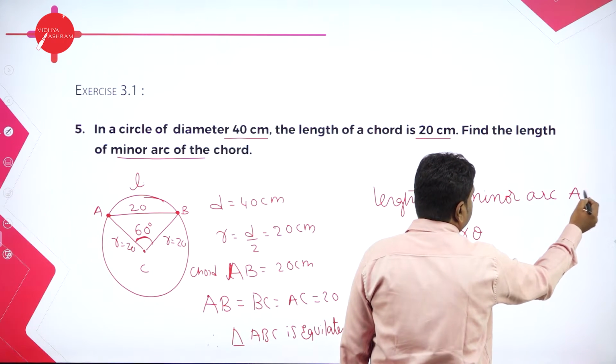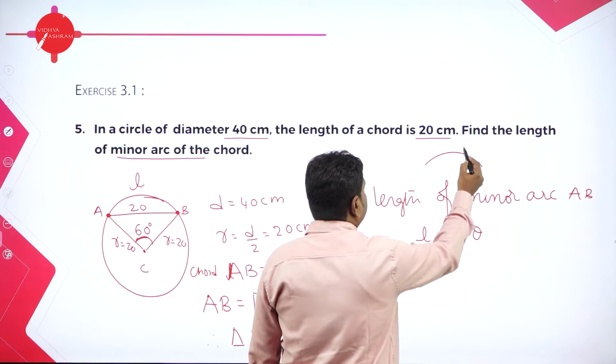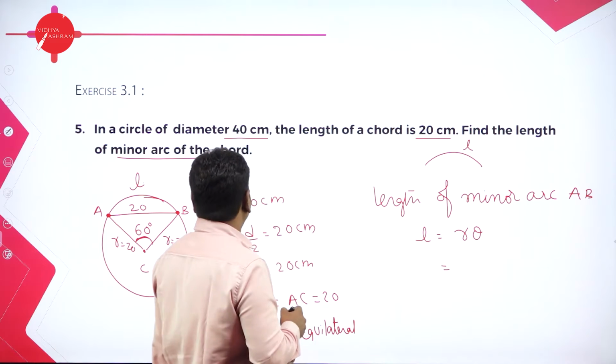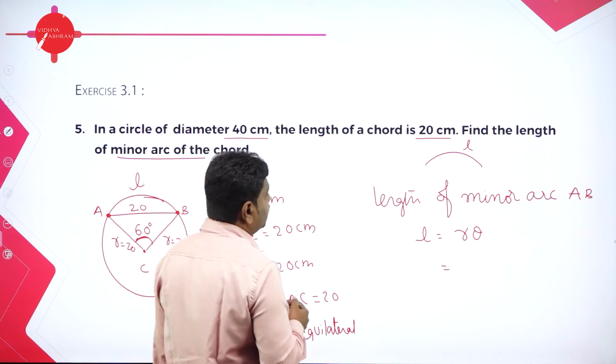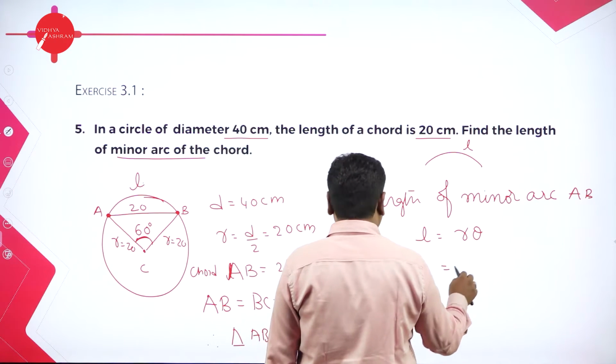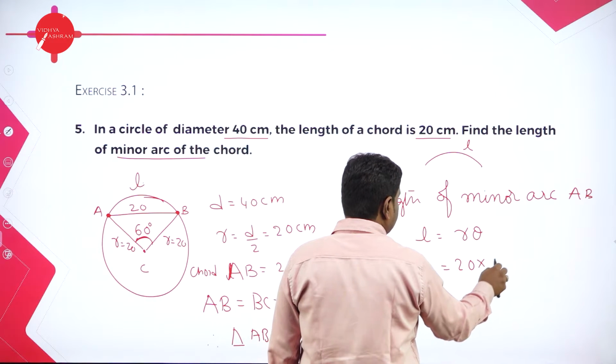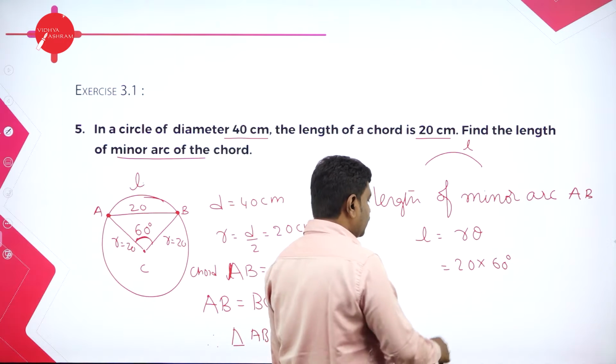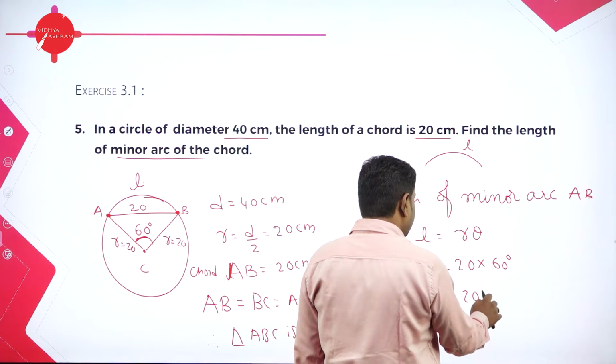Minor arc AB, this part AB, we assumed length L. You know the length of an arc is what? It is r theta. And they want you to find the length of the minor arc. R is the radius, 20, and theta is 60 degrees. Degrees is not an SI unit, so convert it into radians. In the next step, 20 into 60.